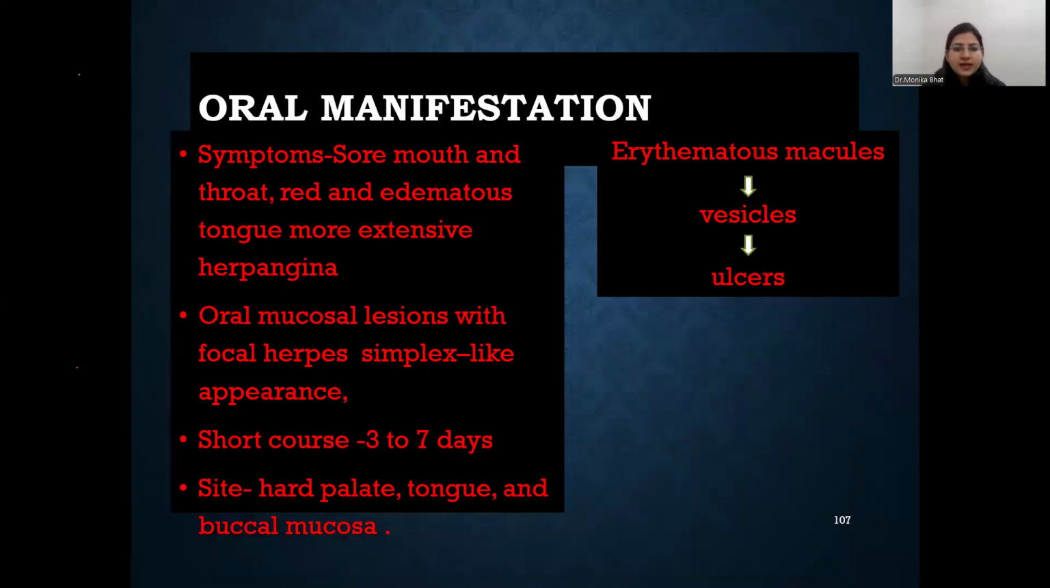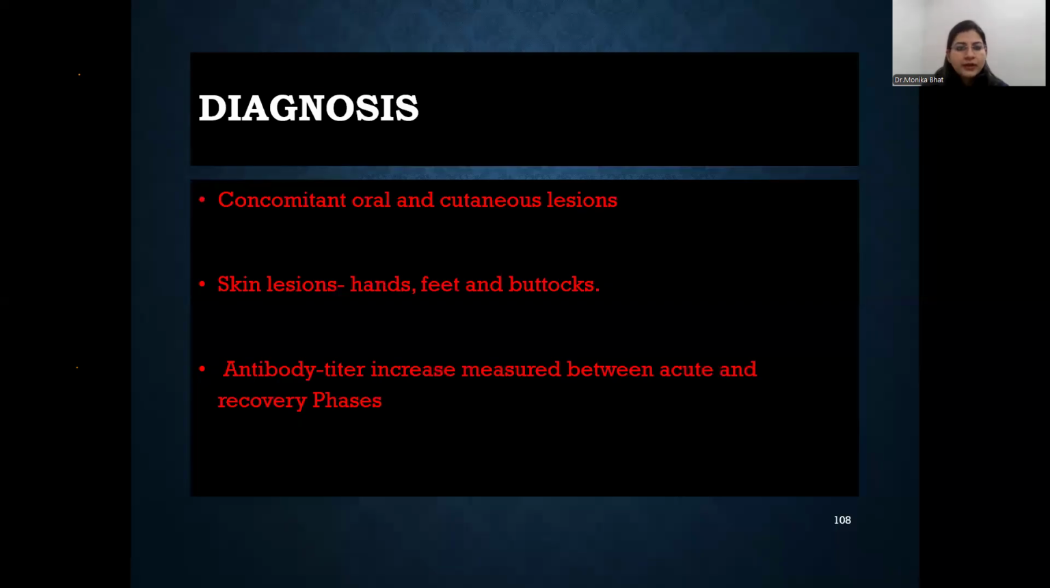Oral manifestations are a sore mouth and throat, and a red, edematous tongue, with more extensive herpangina. The short course is 3 to 7 days, and the hard palate, tongue, and buccal mucosa are involved. It starts with macule formation, then vesicles start forming on the macular surfaces. Finally, ulcers will be appreciated on the involved region. Diagnosis is by concomitant oral and cutaneous lesions. Then skin lesions on the hands, feet, and buttocks will be appreciated in children.